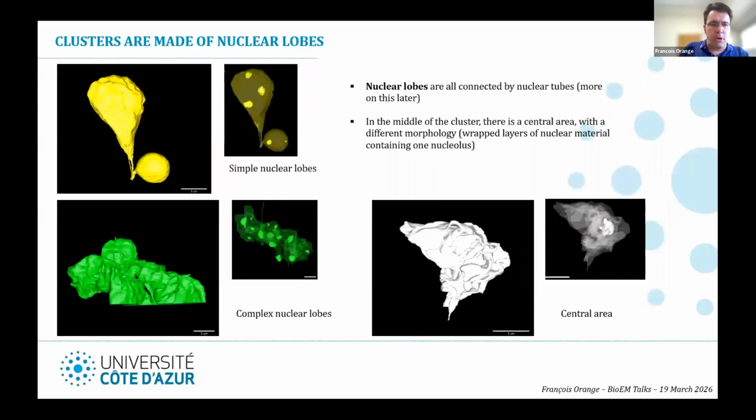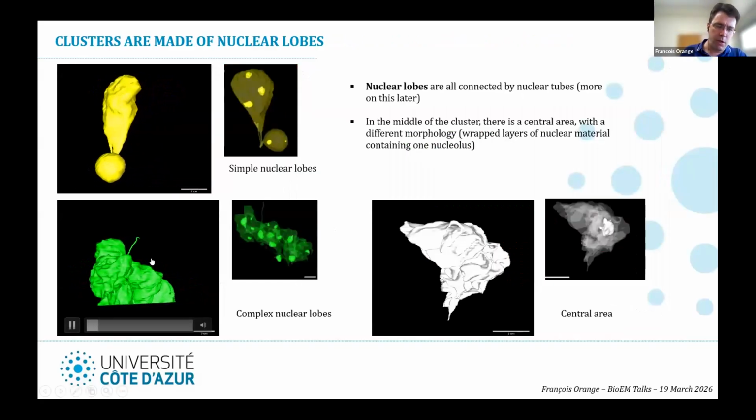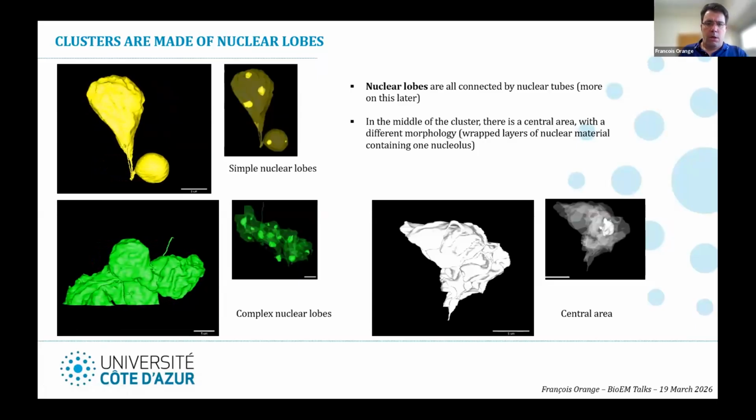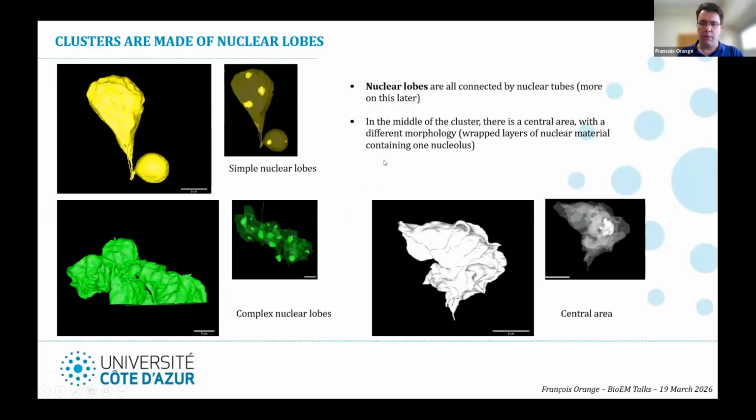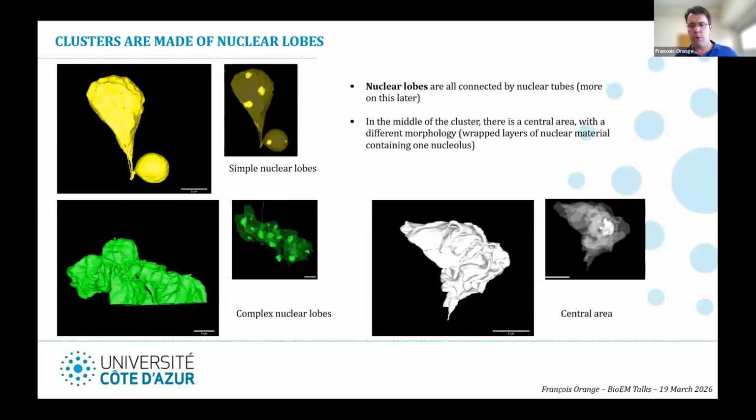So this cluster was made of nuclear lobes. You had simple nuclear lobes in one of them, and in green one more complex nuclear lobes. Each of them has several nucleoli in it. But in the very middle of the stack, we find one lobe which looked different. We call it the central area because it was pretty much in the middle of the stack. But most importantly, the structure was different from all the other ones. It looked like wrapped layers of nuclear material, and it contained only one nucleolus.